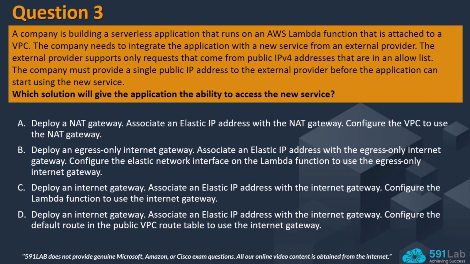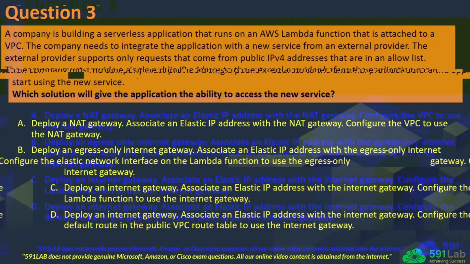Question number 3. A company is building a serverless application that runs on an AWS Lambda function that is attached to a VPC. The company needs to integrate the application with a new service from an external provider. The external provider supports only requests that come from public IPv4 addresses that are in an allow list. The company must provide a single public IP address to the external provider before the application can start using the new service.